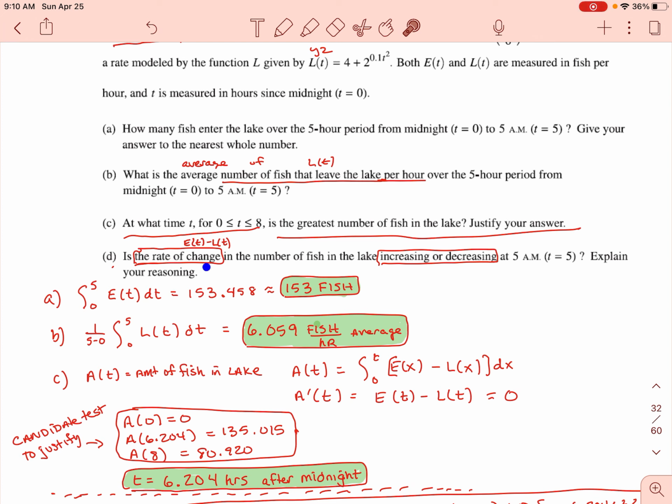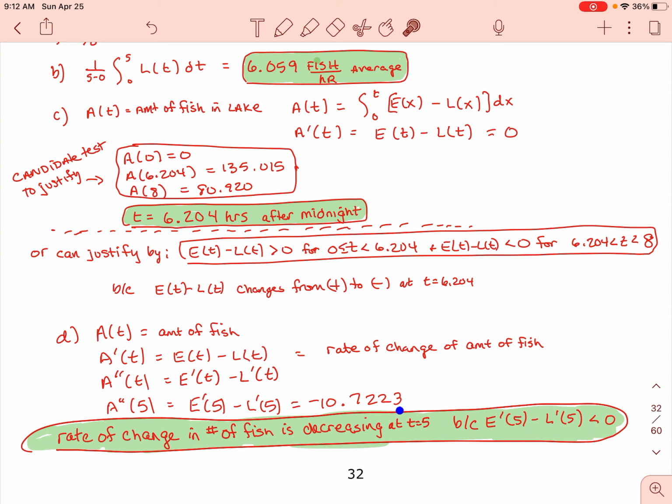And E prime of 5 minus L prime of 5 is negative 10.7223, which tells me that the rate of change in the number of fish is decreasing at t equal 5 because E prime of 5 minus L prime of 5 is less than 0. In other words, the function E of t minus L of t is decreasing. And again, just revert it back to what the function stands for. So not too bad of a question as long as you understand what you're being asked.